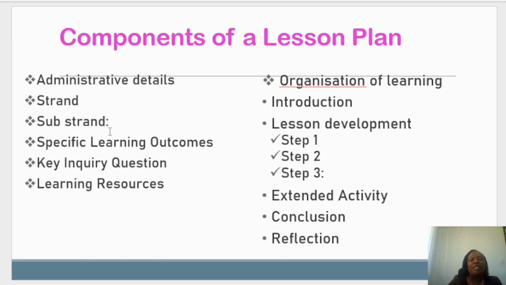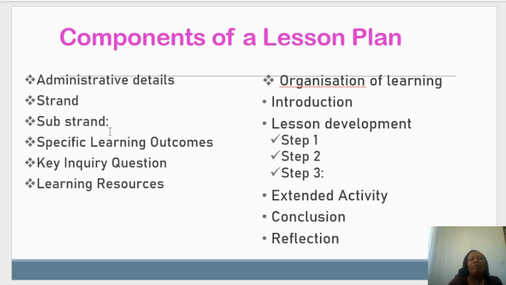Then components of a lesson plan, we have got the administrative details, as we had discussed earlier. Then we have got the strand, the substrand, the specific learning outcomes, the key inquiry questions, the learning resources. I keep telling teachers, please don't just write materials. Write them out. Specify. If you need, for example, brooms, if you need dusters, just write that.